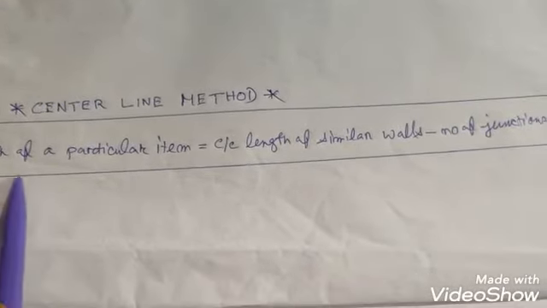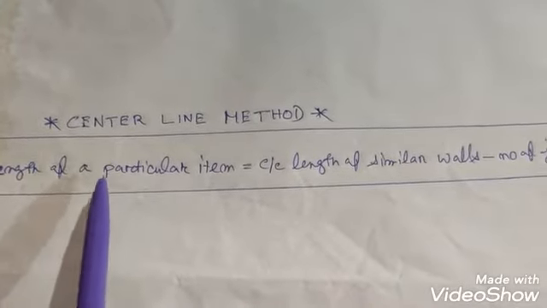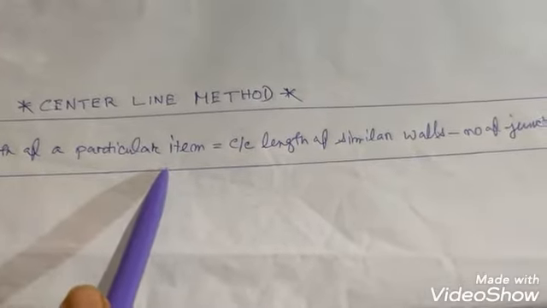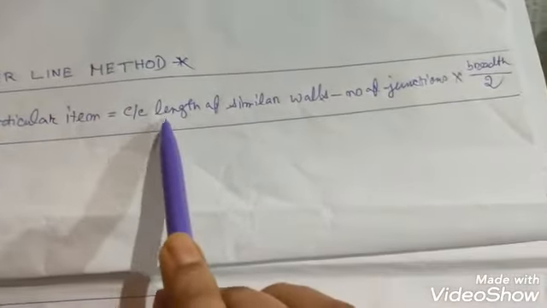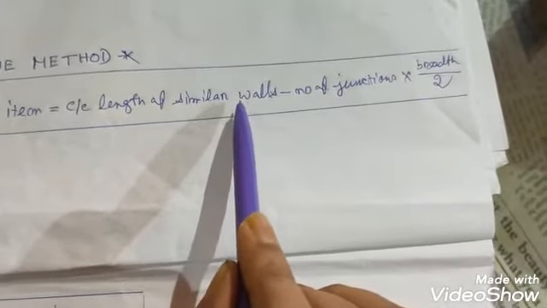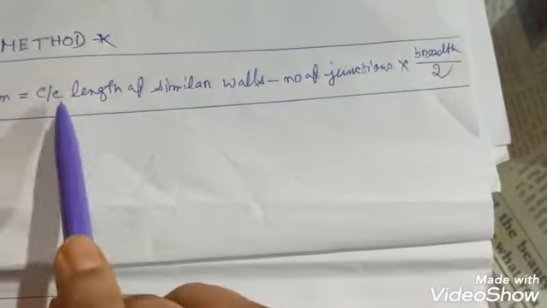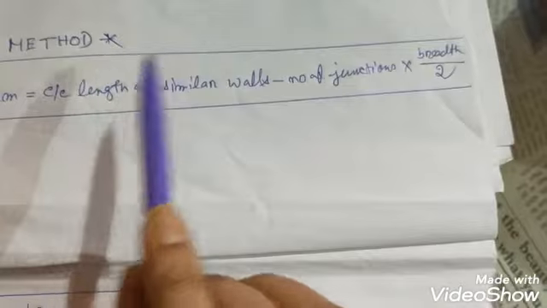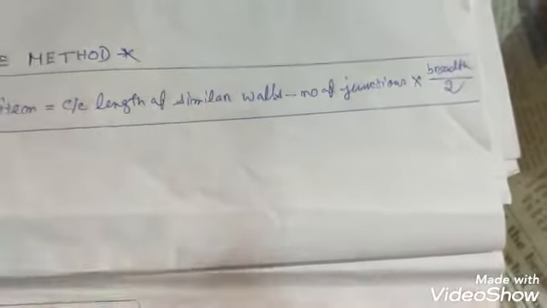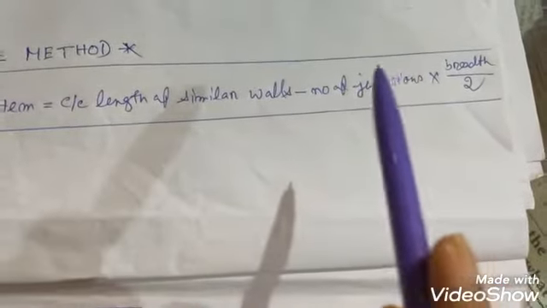In this method, for the expression to find out the length of any particular item, be it earthwork in excavation, be it brickwork, whatever it may be, the length of that particular item is equal to the center length of the similar walls. That means if the walls are of the same thickness, then only it can be considered. If suppose one wall is of 20 centimeter thickness, and another wall is of 30 centimeter thickness, then we have to consider them separately.